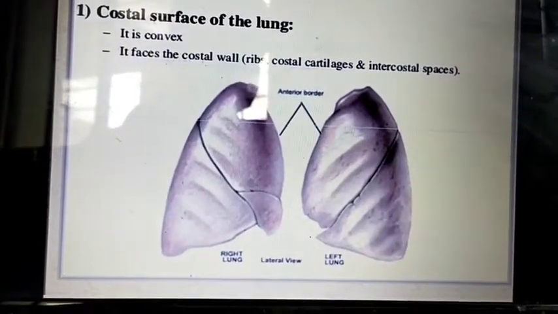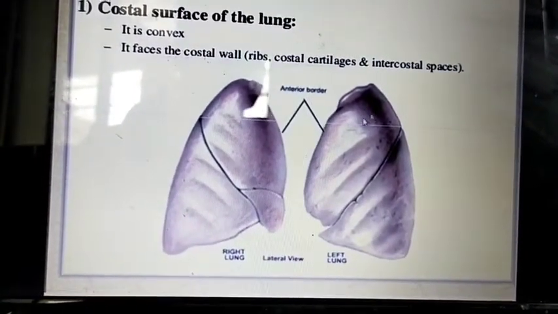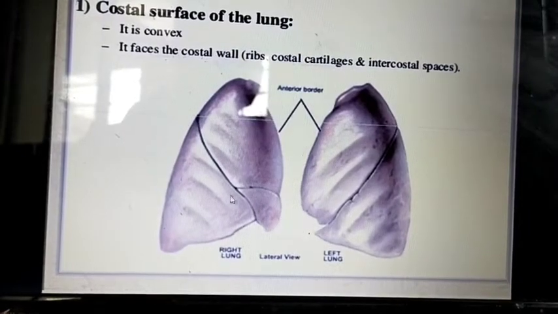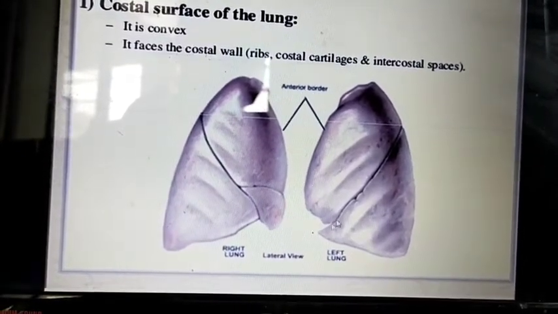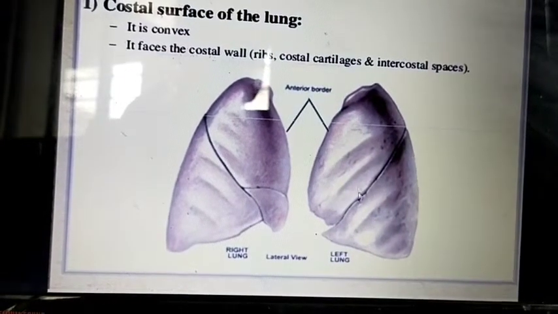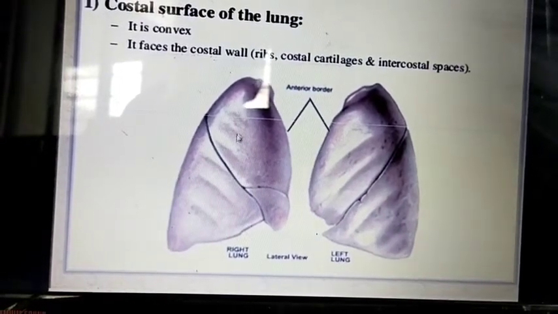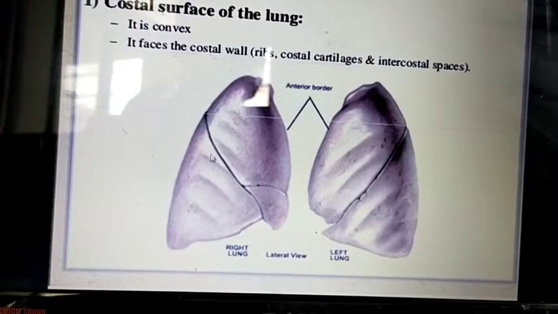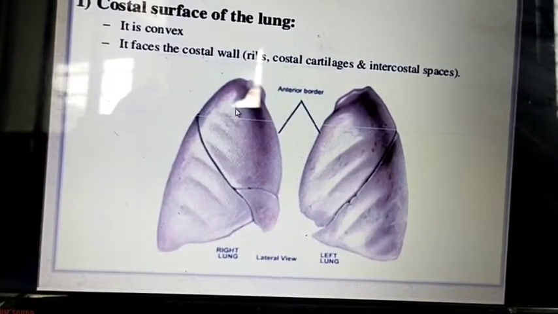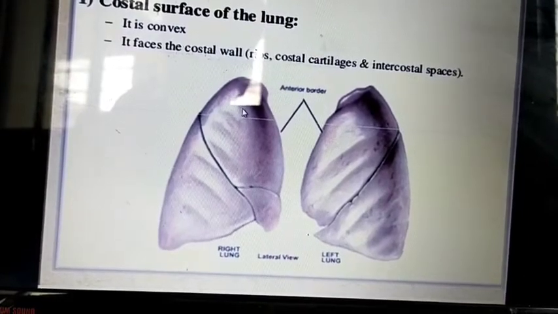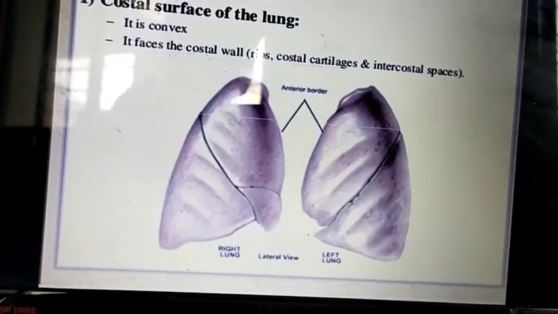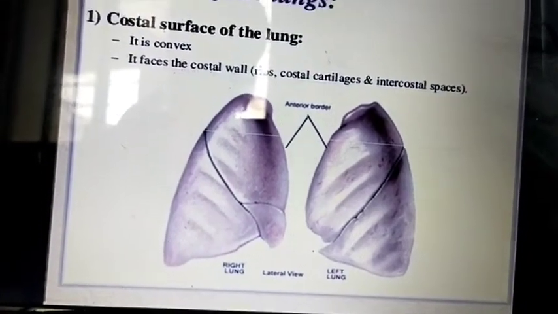Now you can see this is the costal surface. Now we can go for the anatomy of the costal surface. How is it? It is convex in shape. The costal surface of the lung is convex, and it faces the costal wall. Costal wall means it contains the ribs, costal cartilages, and intercostal spaces. Okay.